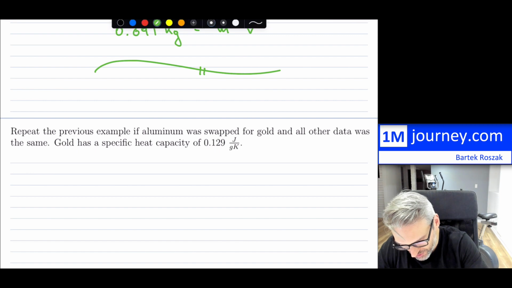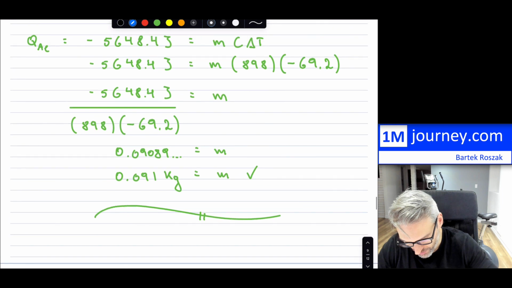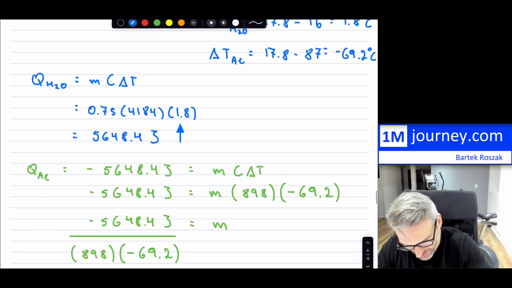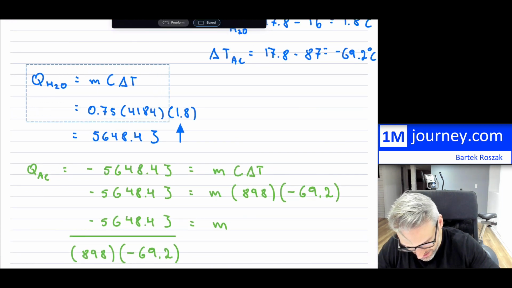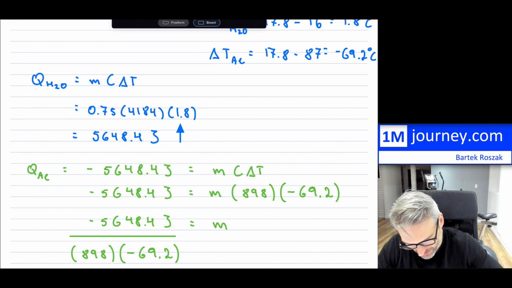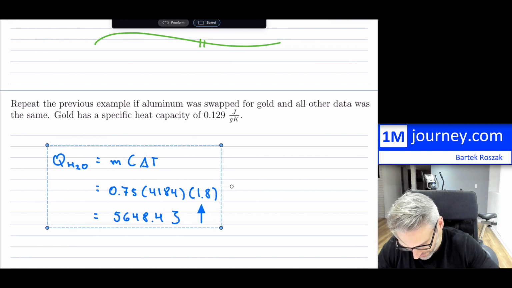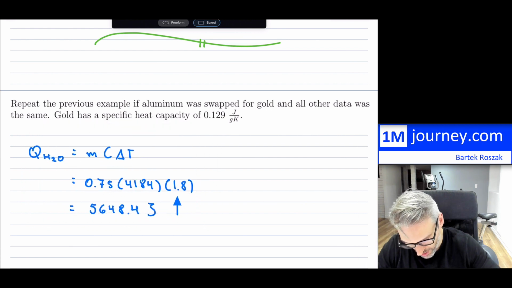But I am going to start, obviously, with the water. And the only change for me is gold has a different specific heat capacity. So that's what we're going to do. So I'm not going to recalculate this. So if everything stays the same, so if this is what I have, so I'm going to just copy this out. All right, and I'm going to paste it in here. So that was for the water.